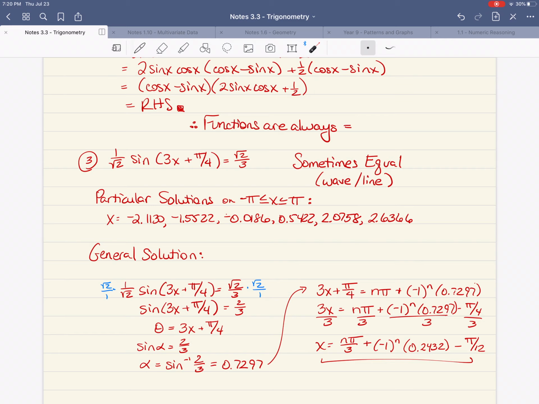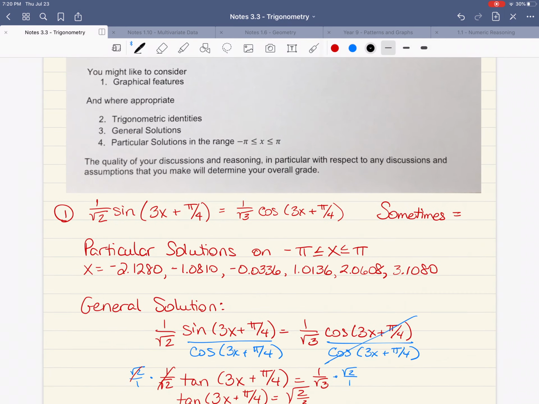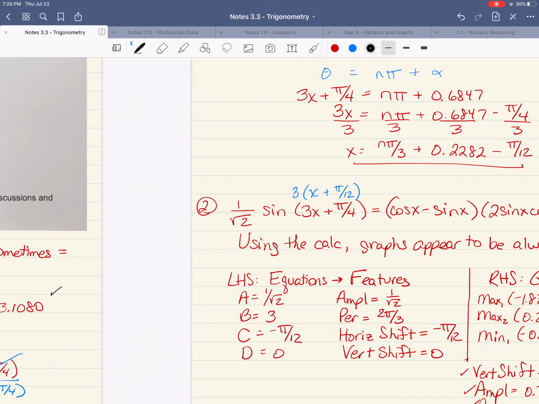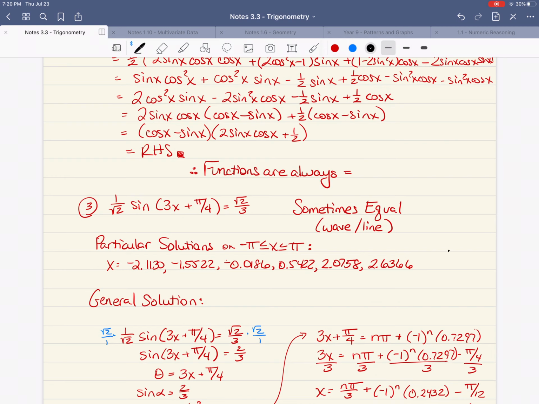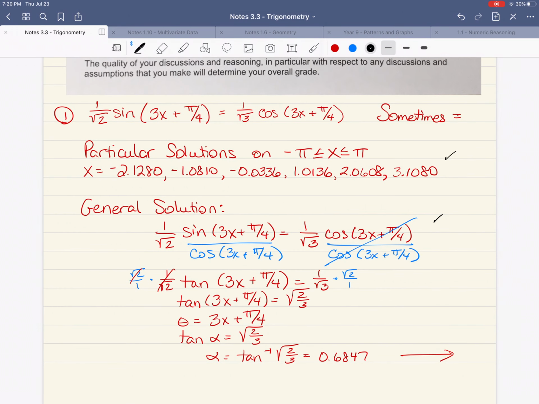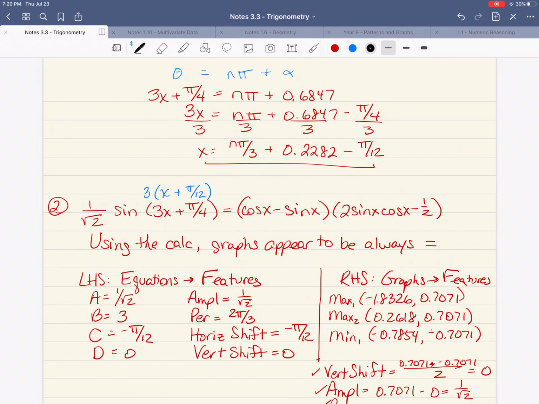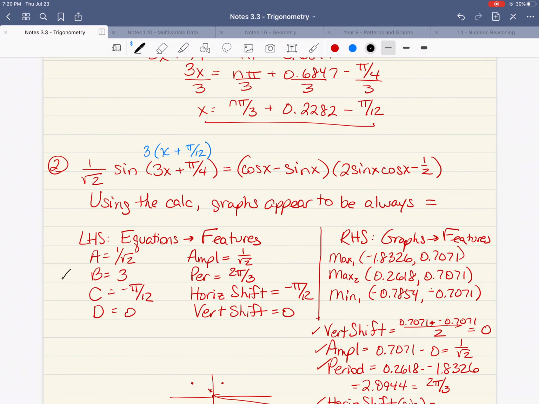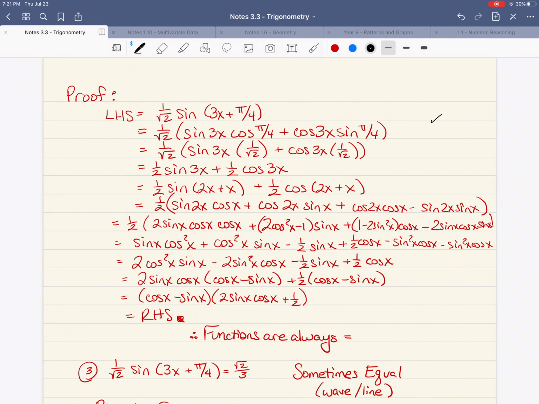All right, so now let's revisit what you need for achieved, merit and excellence. There are basically 6 different things on here. Let's go through them one at a time. We have particular solutions, and there are 2 of them, one here, one here. That's considered 1. We have an easy general solution. That's the second one. We have a hard general solution. That's the third one. Then we have these over here. Equations to features is number 4. Graphs to features is number 5. And the proof is number 6.